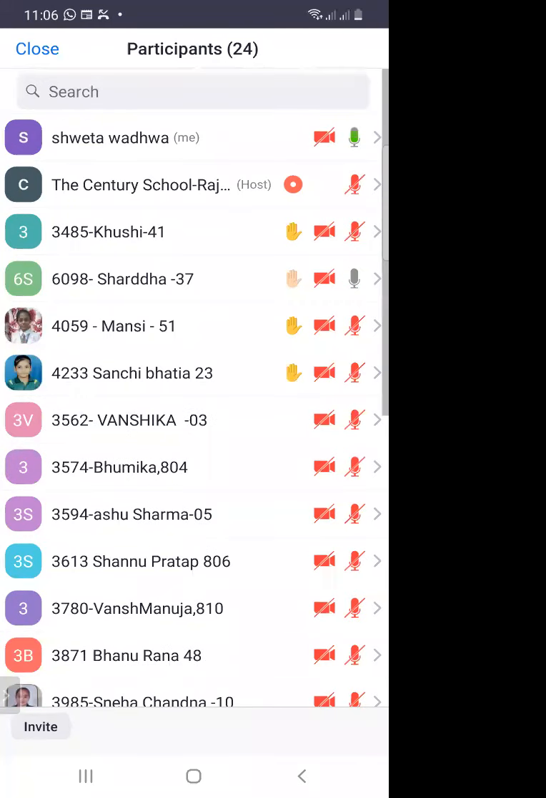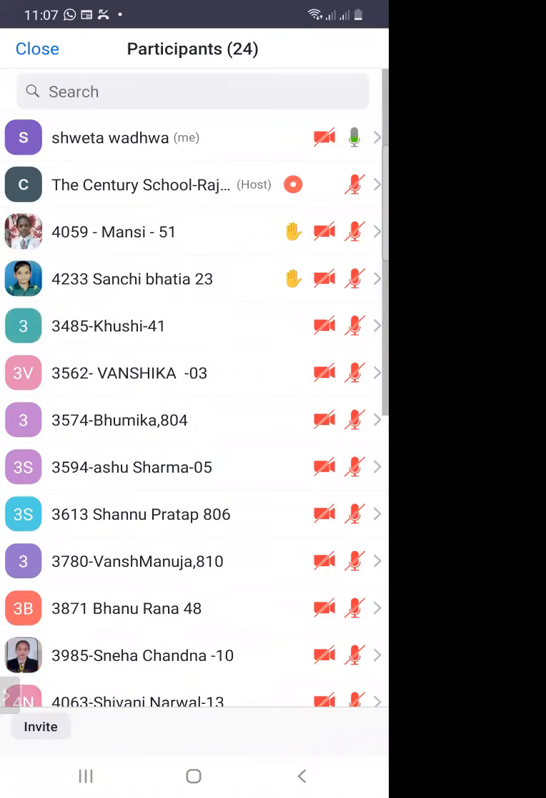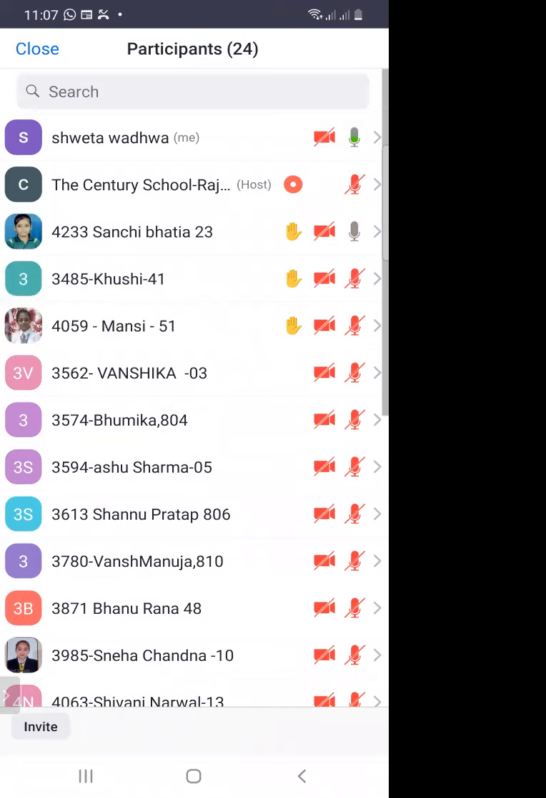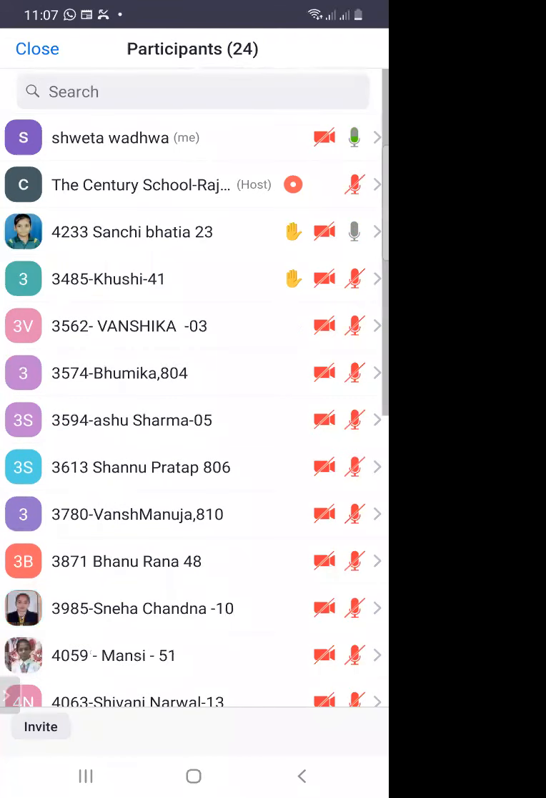And what is the benefit of using CNG? Sanchi Bhatia. Ma'am, by using it, it is smokeless. It is eco-friendly. Yes, it creates less pollution, so it is eco-friendly. Yes, very good.